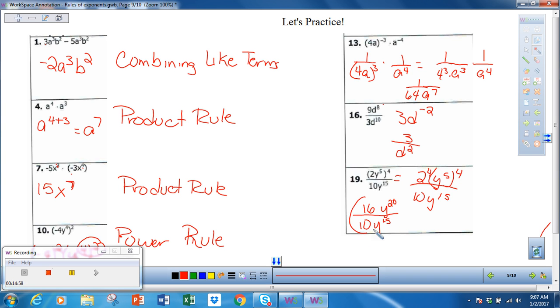We're simplifying 10 over 16. 2 goes into both of those, so that gives me 8/5. And then I subtract exponents, so that's going to give me y to the 20 minus 15. So this is 8/5 y to the 5th. It's my final answer. Okay?